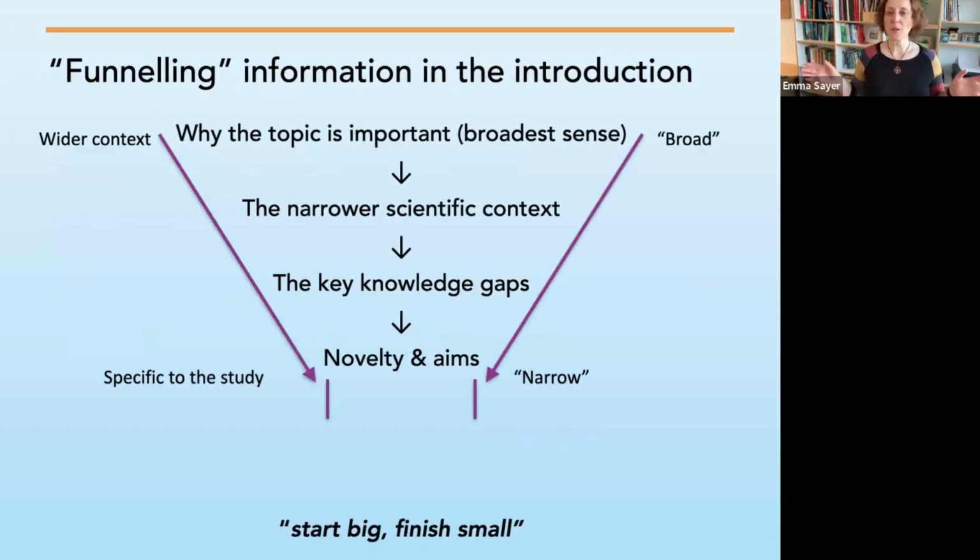So we start broad. For a lot of my work, it's tropical forests are a globally important store of carbon. So I'm really starting broad, in the broadest possible sense. Then I'm narrowing down to the scientific context. In this case, it could be climate change is altering tropical tree growth, or interactions between plants and soil in tropical forests. Then the key knowledge gaps that I'm going to address with my study. So we don't know how this works in tropical forests, this particular thing.